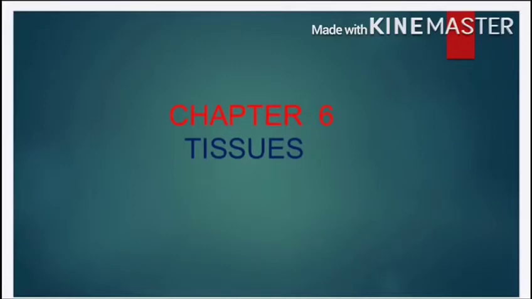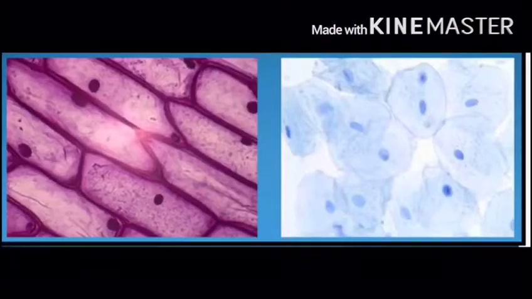In the last unit, number 5, we learned about the fundamental unit of life, that is a cell. We learned about the cell, its structure and function. We have seen how the cell is the structural and functional unit of life. Yes or no, children? Yes. So in this unit number 6, we will learn about tissues.